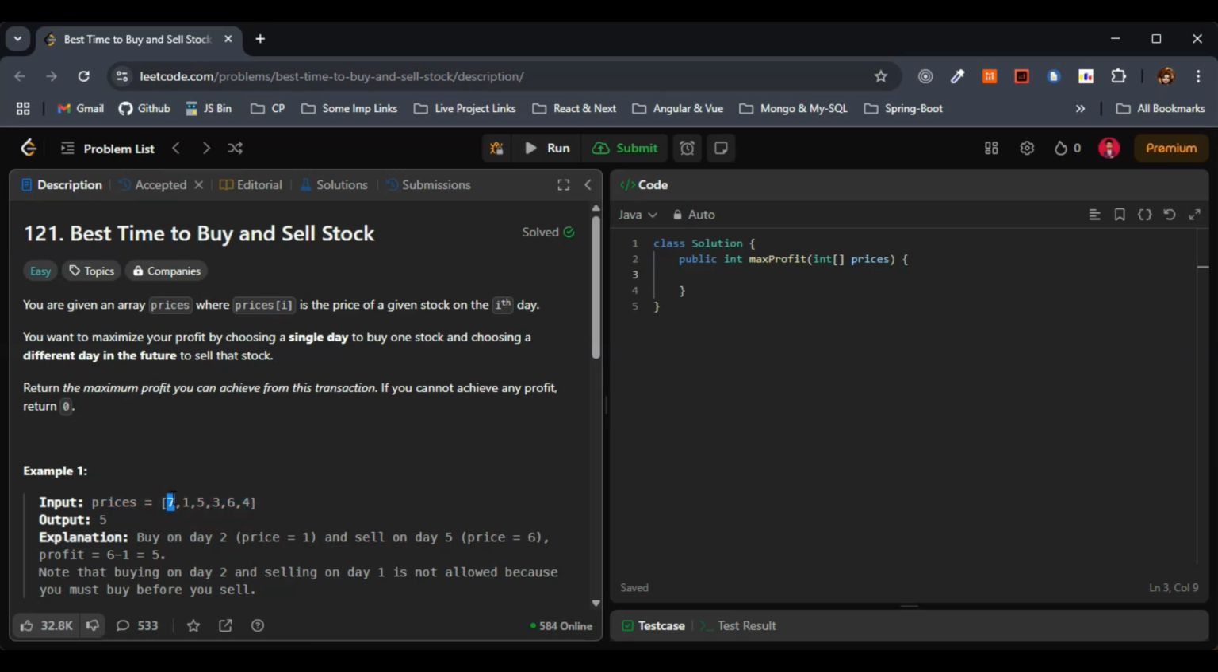So this is day 1. Prices[i] represents the stock price on day i, they have mentioned. This is day 1, this is day 2, this is day 3, this is day 4, this is day 5, and this is day 6.